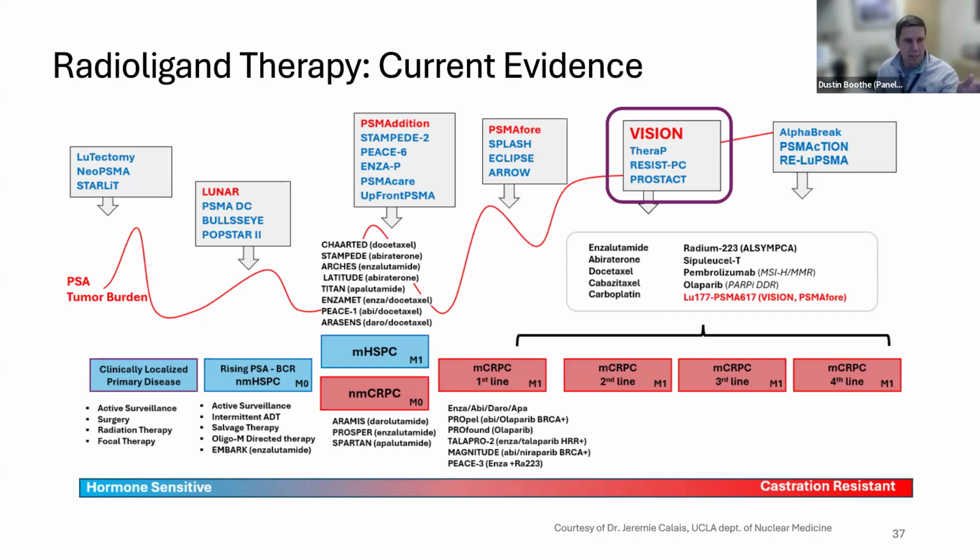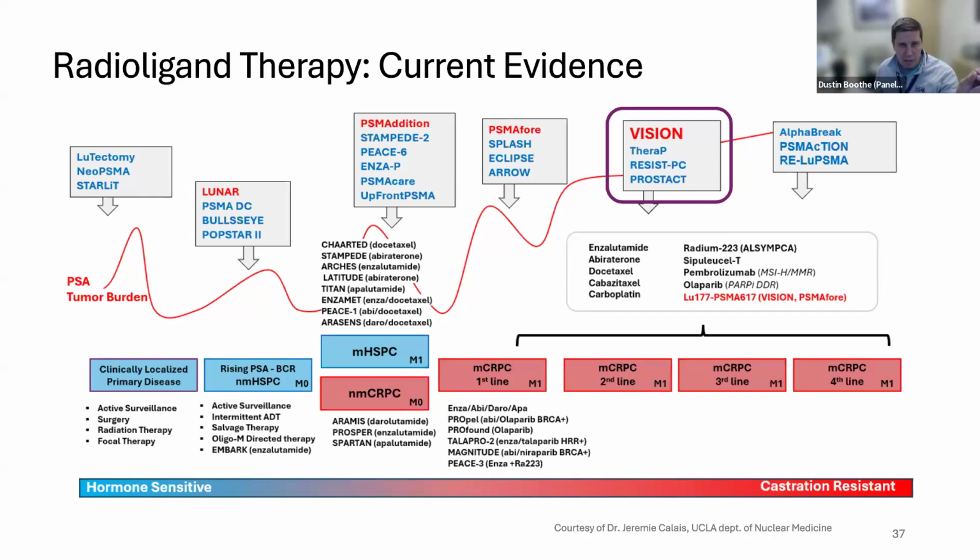So localized disease, first on the left, then like biochemical recurrence after definitive treatment. And then we get into the hormone sensitive, once it becomes metastatic, and then first, second, third, and fourth line. So that's kind of the middle section there. And then now look towards the top of these different boxes that have these different study names. These are the different studies that are being done in the radiopharmaceutical space.